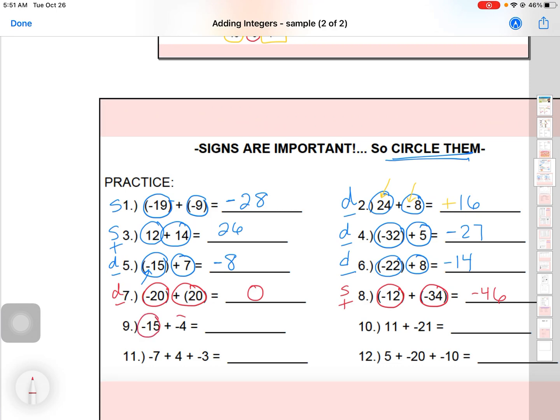Couple more. Negative 15 and a negative 4. The signs are the same, so I'm going to add. That's 19. They're all red, so I'm going to make it a negative 19.